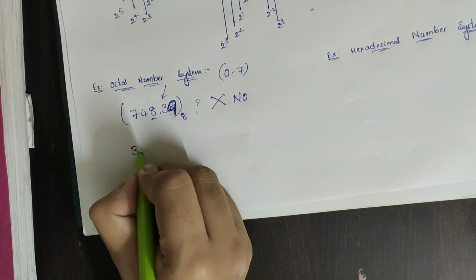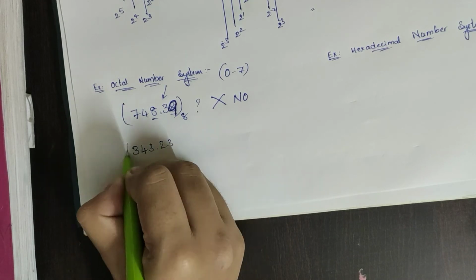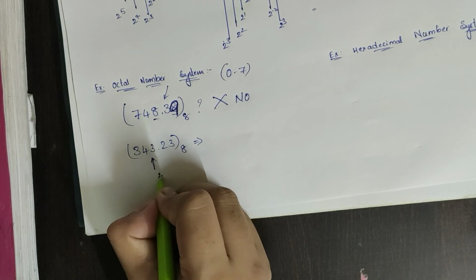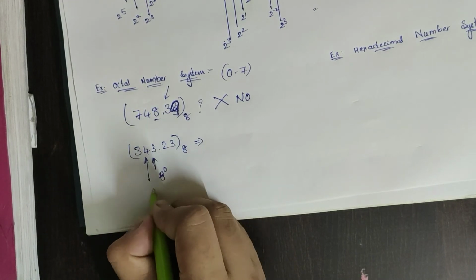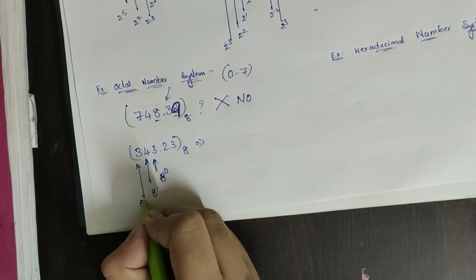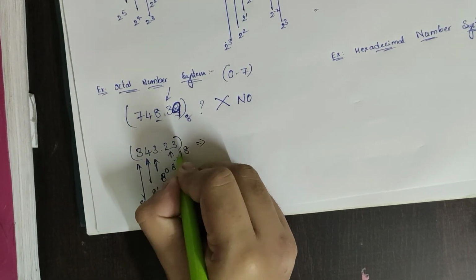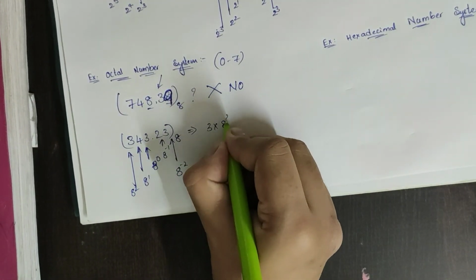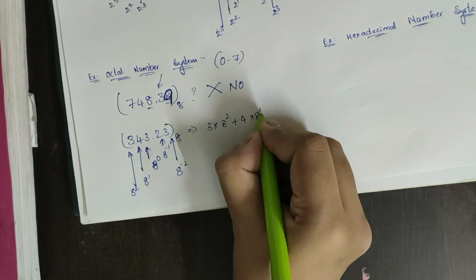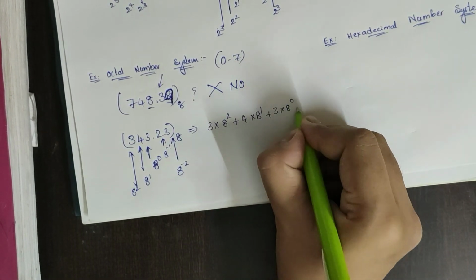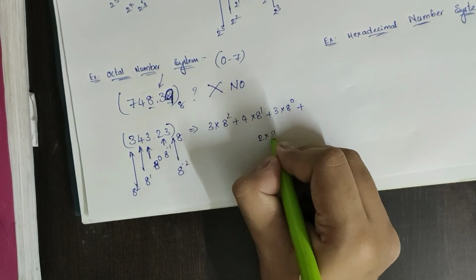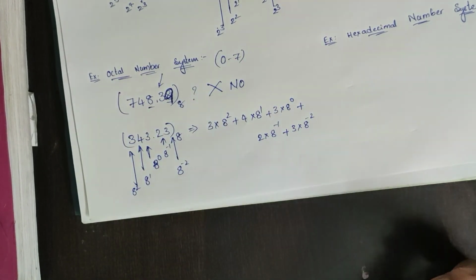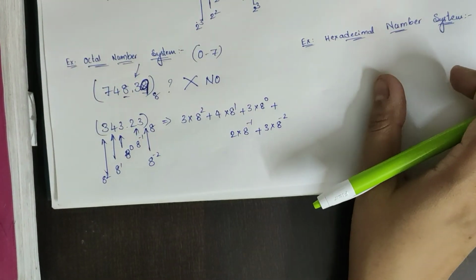So we'll take a simple number, 342.23, which is an octal number. Its weights are 8 power 0, 8 power 1, 8 power 2. This is 8 power minus 1, 8 power minus 2. How do we compute? 3 into 8 square plus 4 into 8 power 1, I hope you are getting this, right? Plus 2 into 8 power minus 1, 3 into 8 power minus 2. So that is how we are going to compute its value. That we will see at the time of conversions.